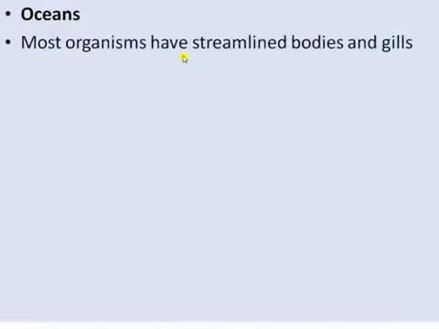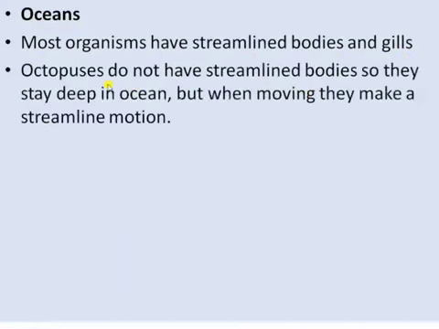Most organisms have streamlined bodies and animals have gills. These are the adaptations in the ocean. The octopus does not have a streamlined body, so they stay deep in the ocean, but when moving they make a streamlined motion. When present deep in the ocean, they do not have a streamlined body, but when they are moving they have a streamlined motion.